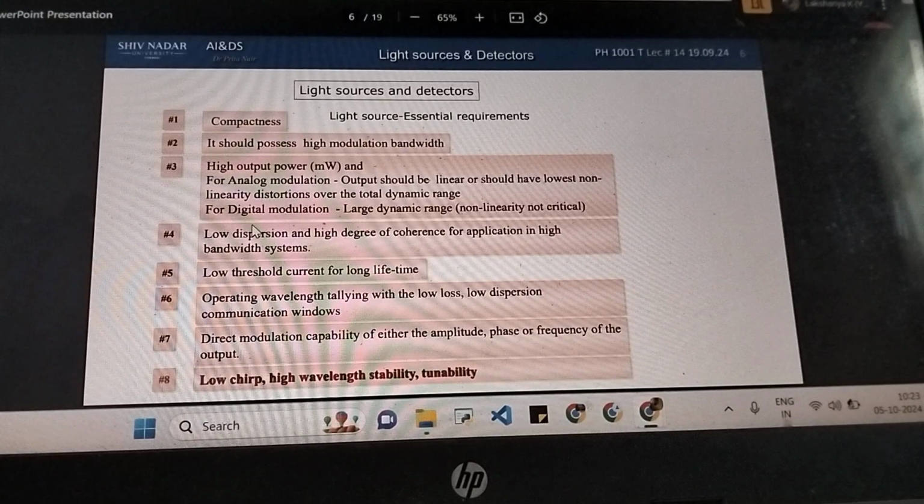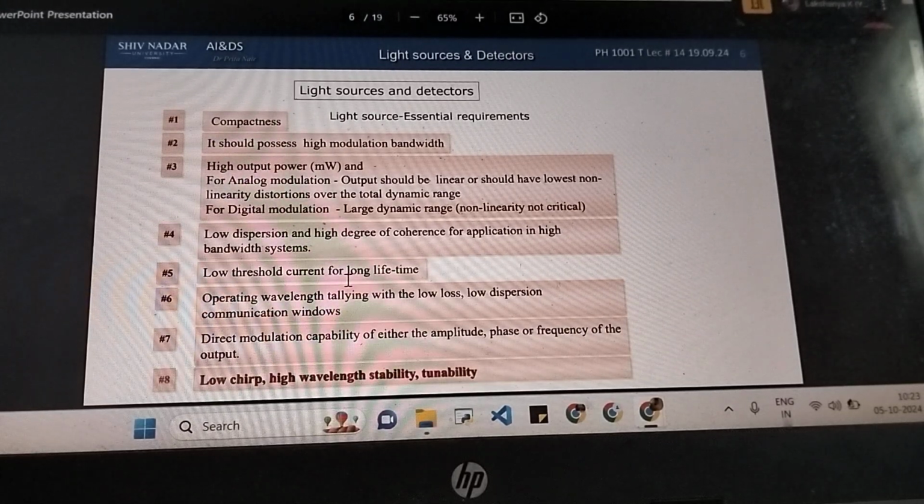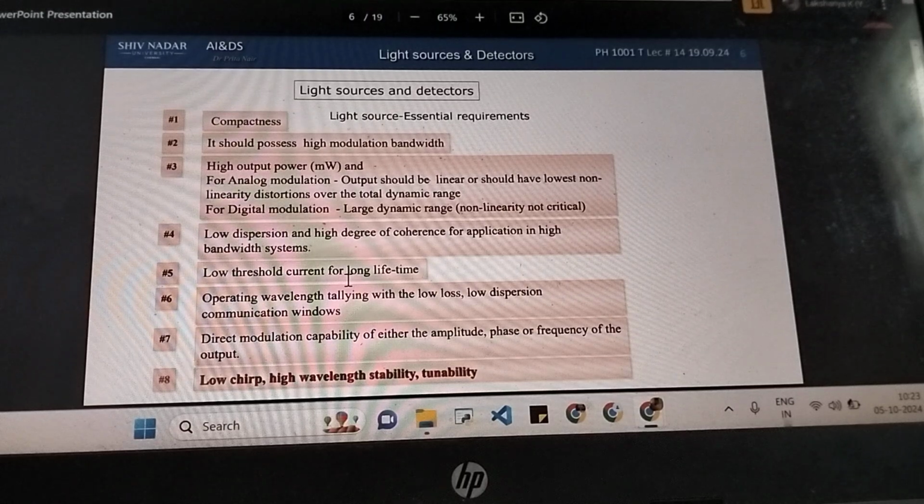Coherence meaning I spoke about a range of wavelengths, right? So that range should be a very narrow one. The wavelength should not be spread all over the spectrum. That is high degree of coherence. Low threshold current, meaning the current which your light source itself is going to consume. It should not consume too much electricity.